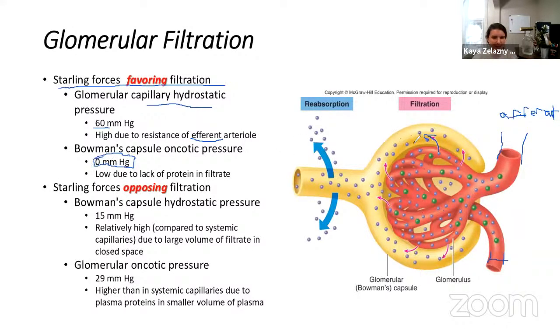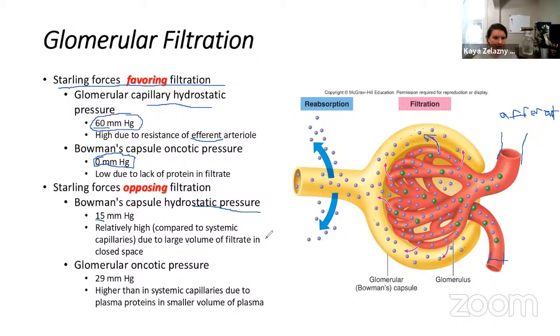We don't have proteins in the filtrate, so that's 0. But just to make sure that we actually talk about every possible force, it counts as a force favoring filtration. So the forces opposing filtration are the capillary hydrostatic pressure, which does exist. So we can see that we have a lot of these blue water molecules in this capsule in Bowman's space. So they do push back towards the capillary. It's relatively high, like 15 is not 0, but it's nowhere near as high as the force in the capillaries.